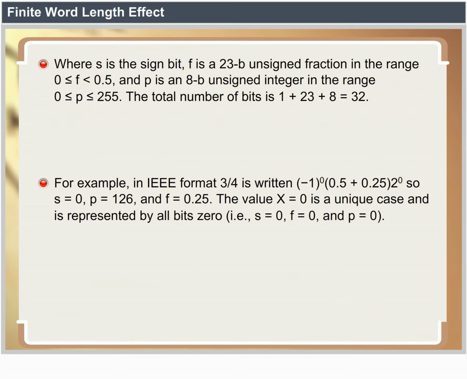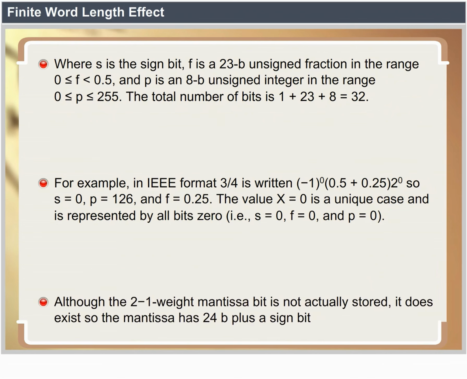The value x equal to 0 is a unique case and is represented by all bits 0, that is s equal to 0, f equal to 0 and p equal to 0. Although the 2^-1 weight mantissa bit is not actually stored, it does exist, so the mantissa has 24 bits plus a sign bit.